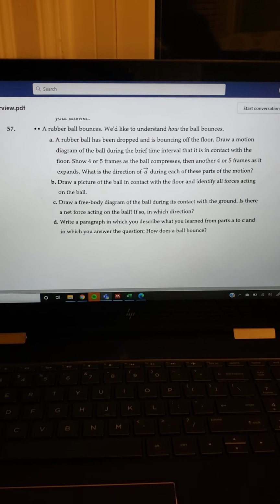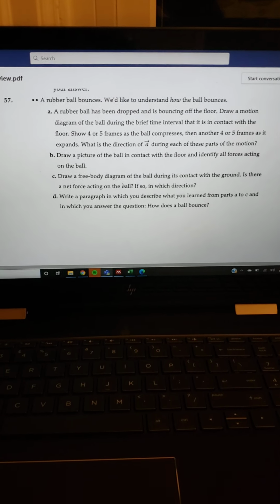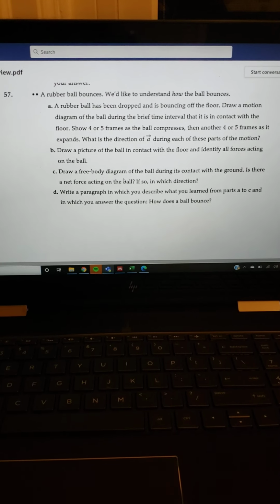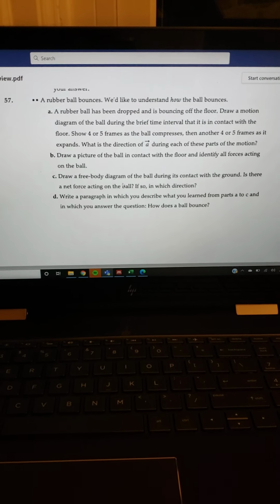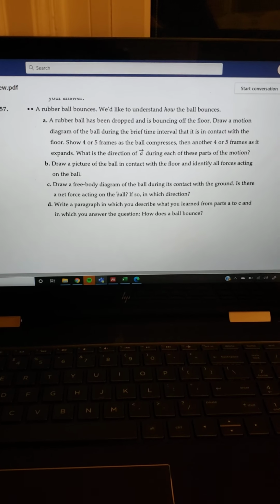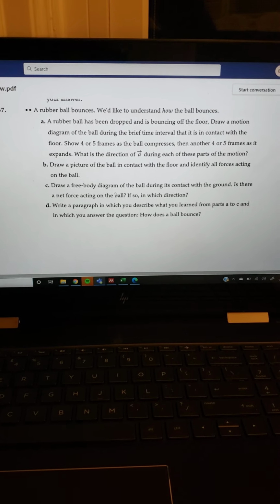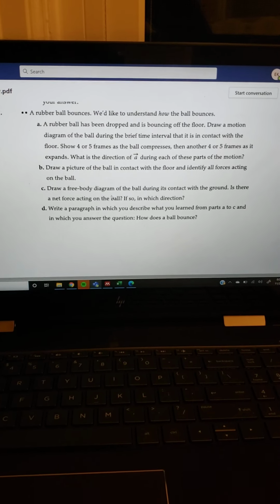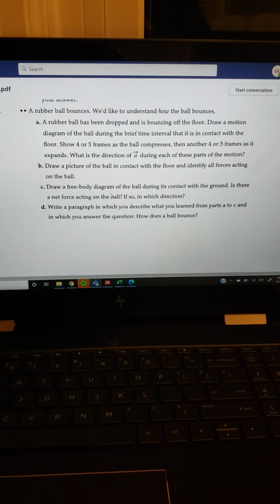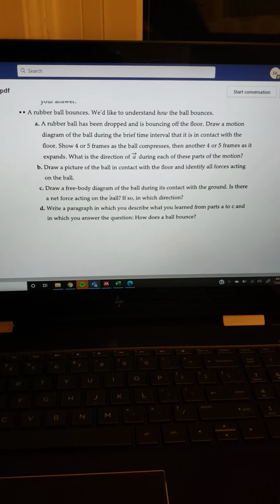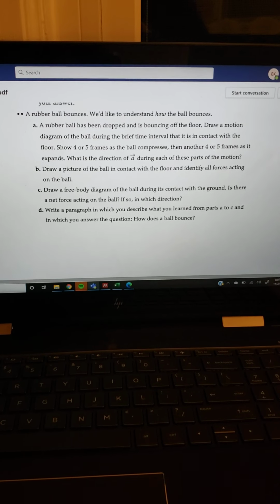Problem 57 states a rubber ball bounces. We'd like to understand how the ball bounces. Part A says a rubber ball has been dropped and is bouncing off the floor. They want us to draw a motion diagram of the ball during the brief time interval that it's in contact with the floor. Show 4 or 5 frames as the ball compresses, then another 4 or 5 frames as it expands. What is the direction of the acceleration vector during each of these parts of the motion?